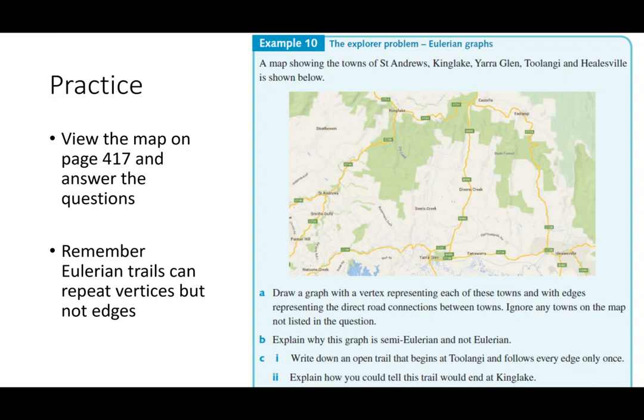So, if I start at Tulangi, where do I have to end up? And why is that? Because if you have a semi-Eulerian graph and you start at the first odd vertex, you always end up at the second odd vertex. So I know that I'm going to end up at King's Lake eventually.